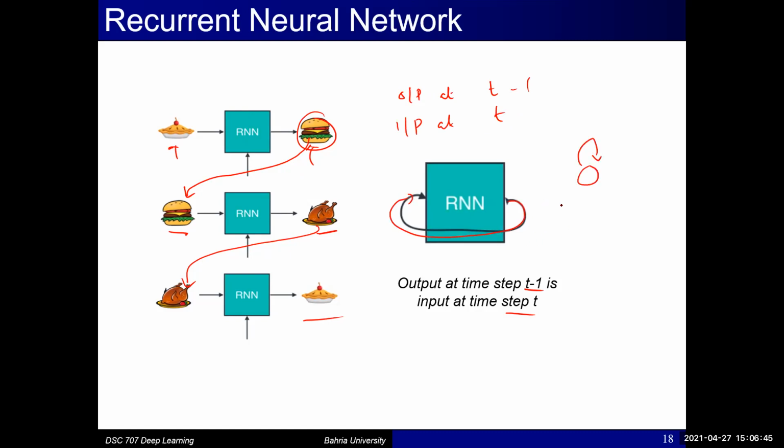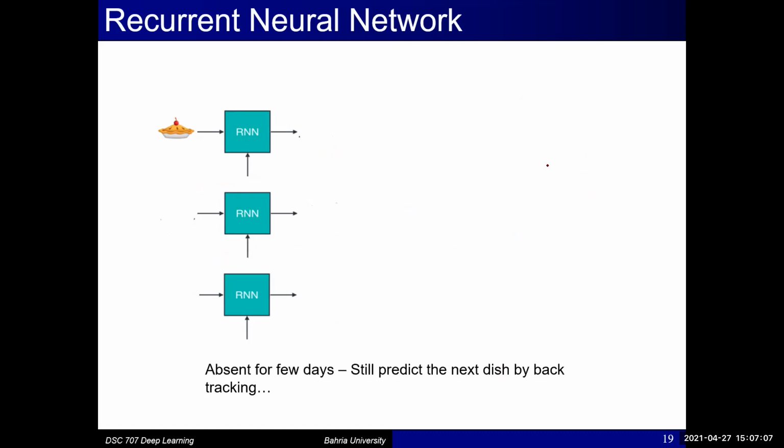Okay, so this loop is actually telling you that whatever output you are getting at t minus 1, it is fed back to the same model at the next time step, which is t. So this loop is actually a delay of one time step, right? You predict and then you feed it at the next time step, right? Not instantly, right? So this is actually delayed by one time step, right?